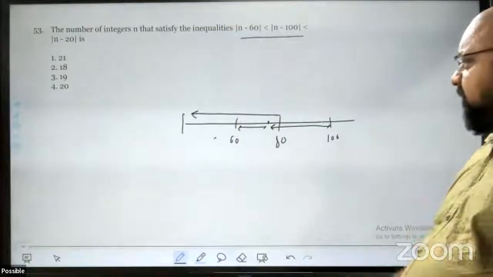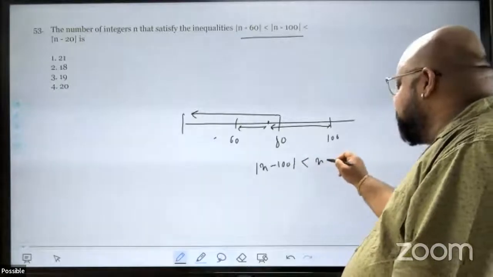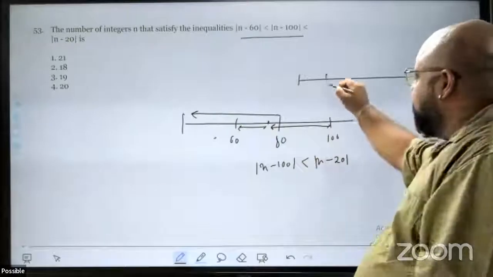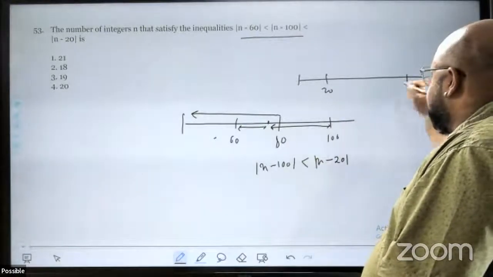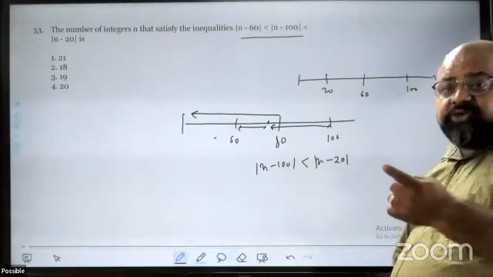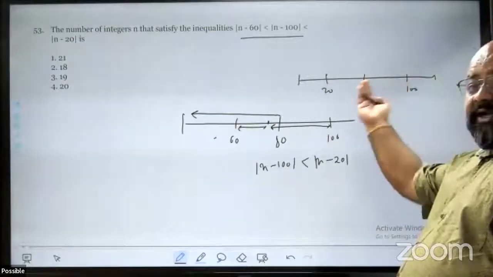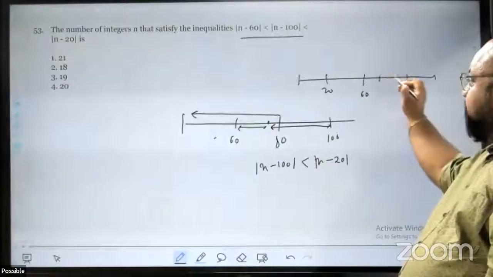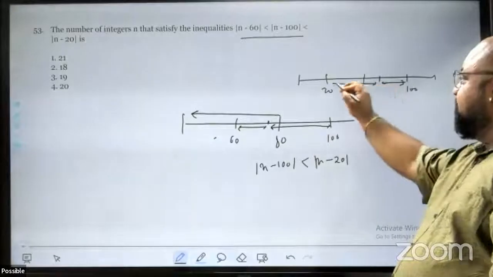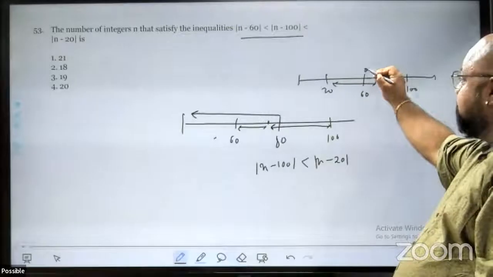Then I look at the second inequality, which says mod of n minus 100 is less than mod of n minus 20. Again, by a similar logic, I look at the center point of 20 and 100, which would be 60. Any point on the left hand side of 60 will be closer to 20, therefore n minus 20 will be less than n minus 100. We do not want that, therefore we need a point which is towards the right of 60. Anything here will be closer to 100, so n minus 100 will be smaller and it will be farther away from 20. So the second inequality is satisfied for all numbers greater than 60.